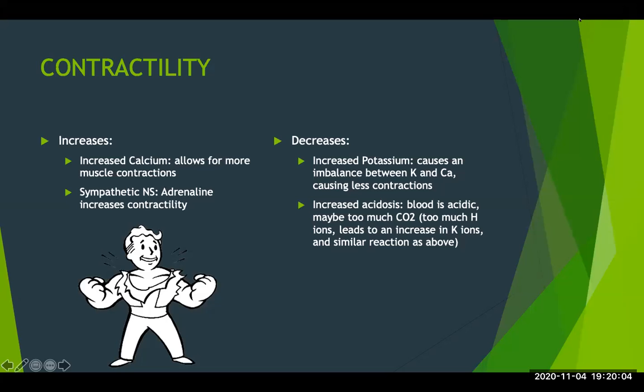So that's a little introduction to cardiac output, which you should be familiar with the information found there.